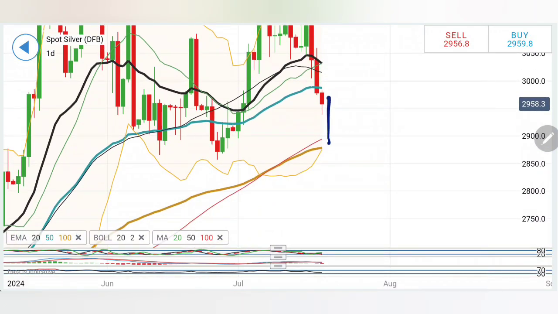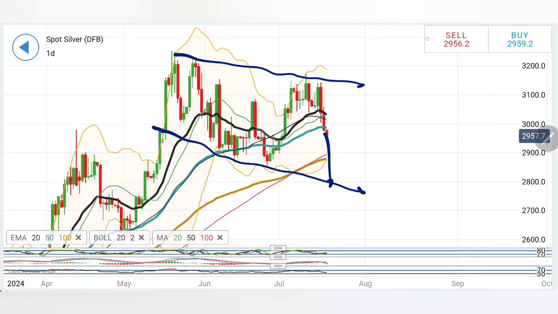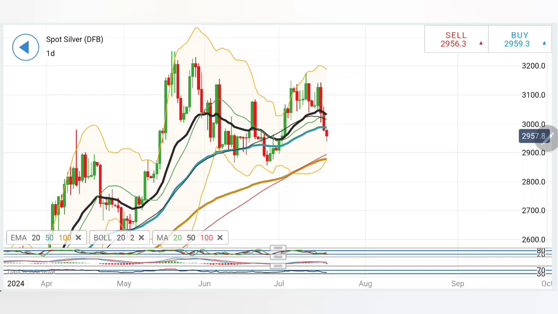Now, can we expect this slide to continue for a while? Can we expect lower lows getting created here? As we have already seen lower highs, can we see it hitting the lower lows here? Possibilities there. What is going to be our strategy in order to profit trading silver today? We are going to see with the help of charts and indicators.